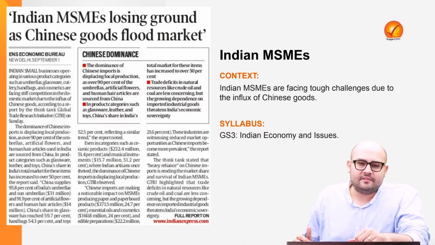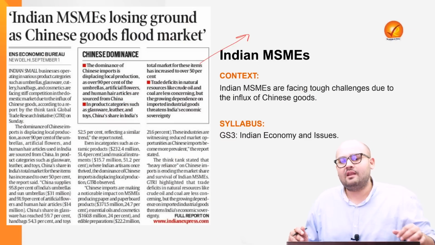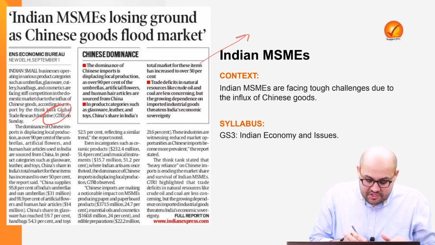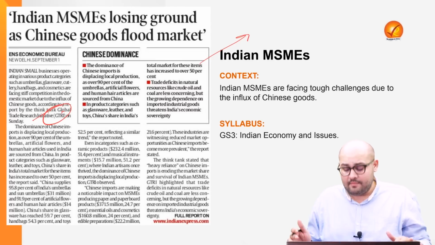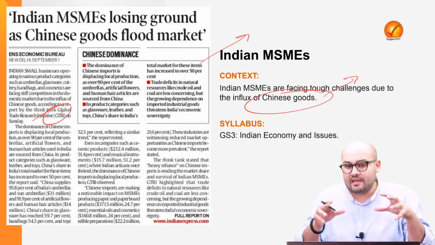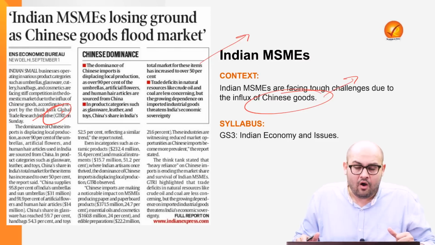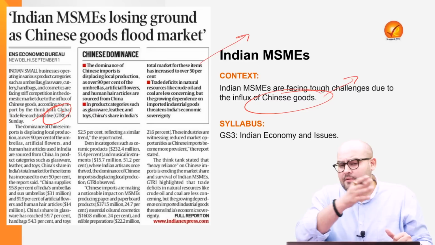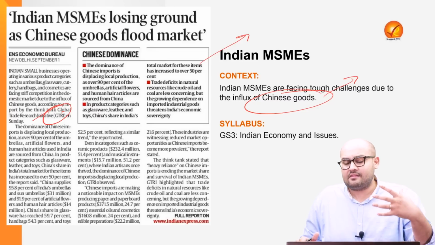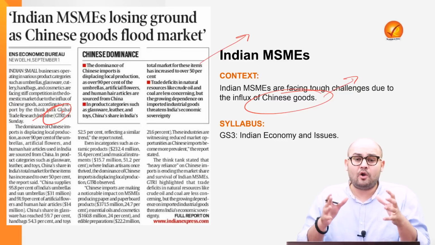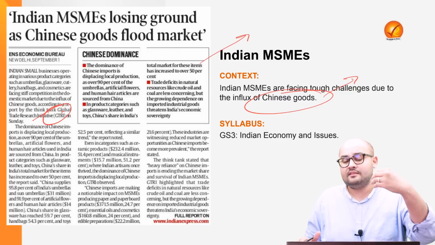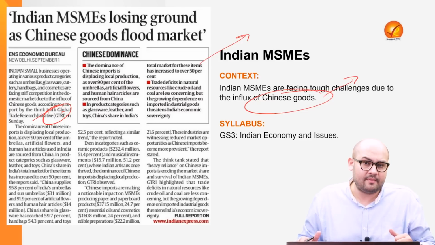So the next article is with respect to the Indian micro, small and medium enterprises. There has been a recent report by the Global Trade Research Initiative which says that Indian MSMEs are facing tough challenges due to the influx of Chinese goods and they are unable to compete with such goods. Also, if you remember, just a month ago, the Supreme Court said that the Indian banks and financial institutions need to have proper information systems in place so as to make sure that the accounts of MSMEs don't convert into non-performing assets, right?